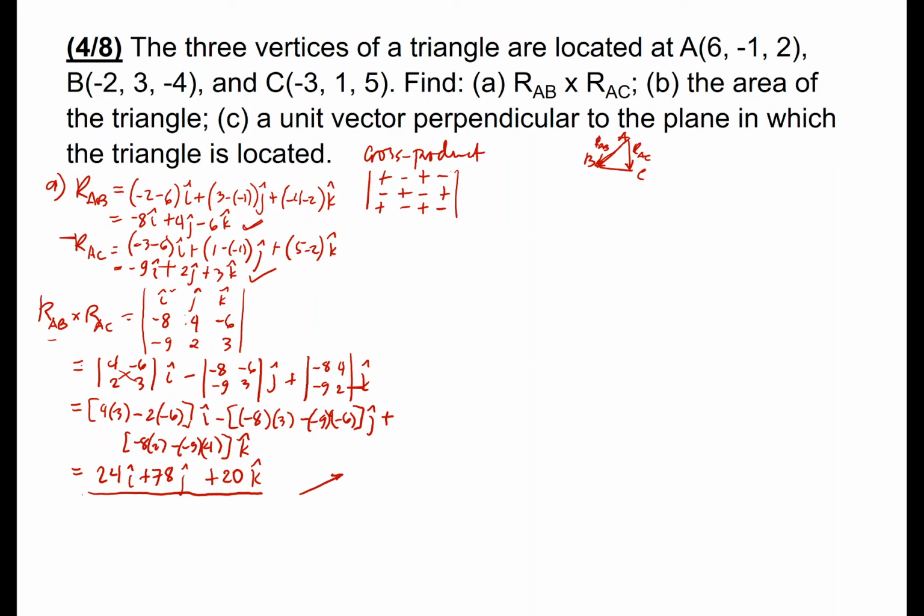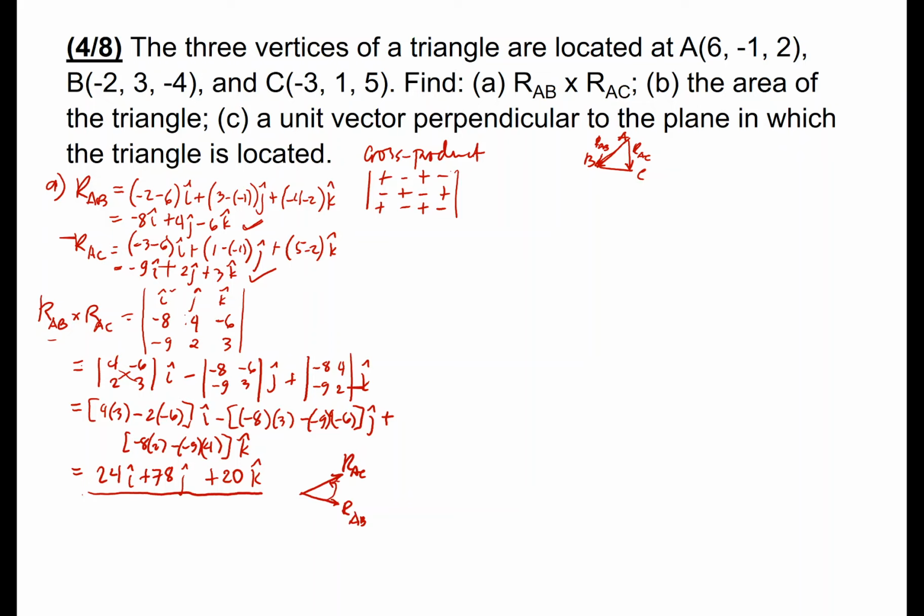If you look at this, the physical meaning of that is you have this vector RAB, then you have RAC. Sorry, if I change the sign first, this is RAC, then this is RAB, the bottom. Now RAB cross RAC is actually going.